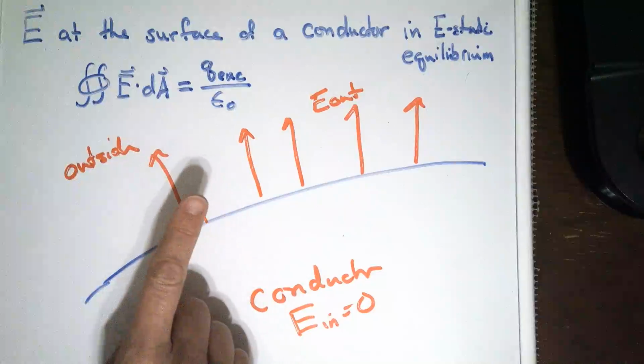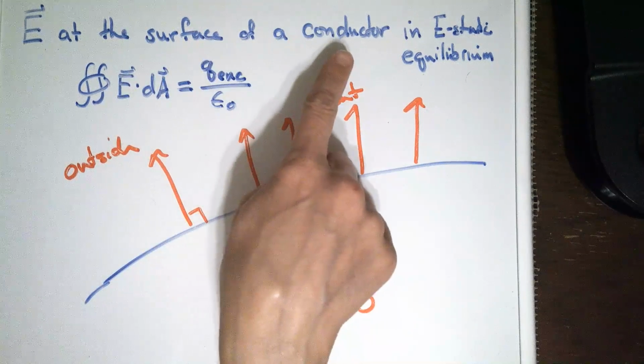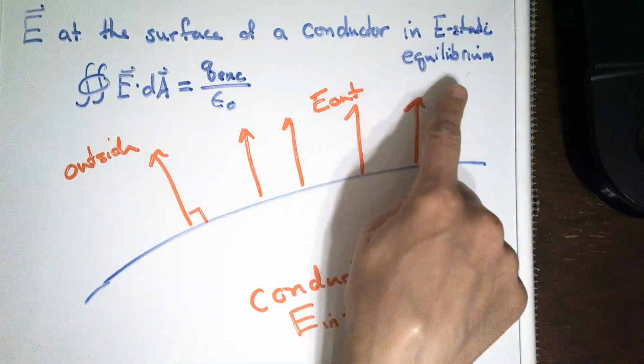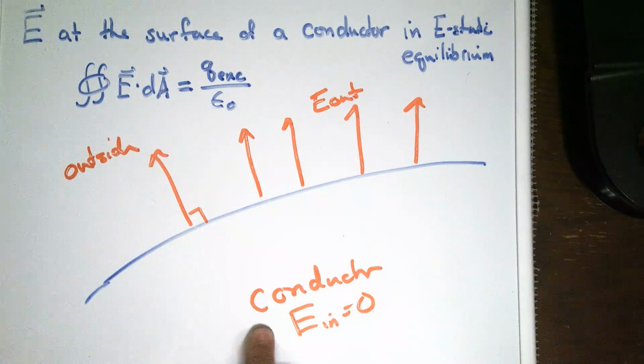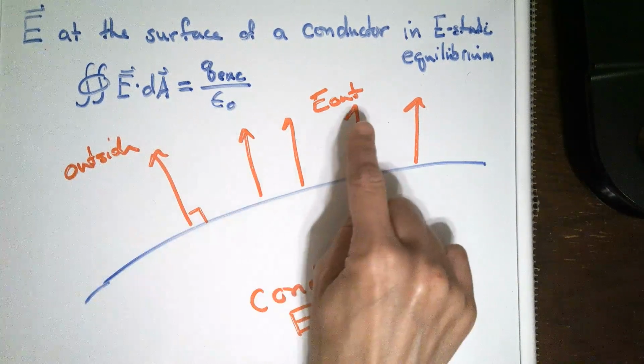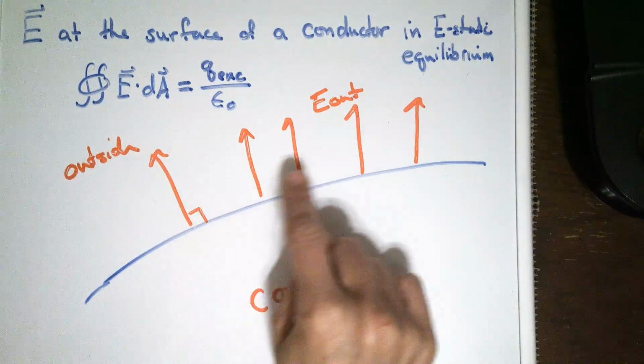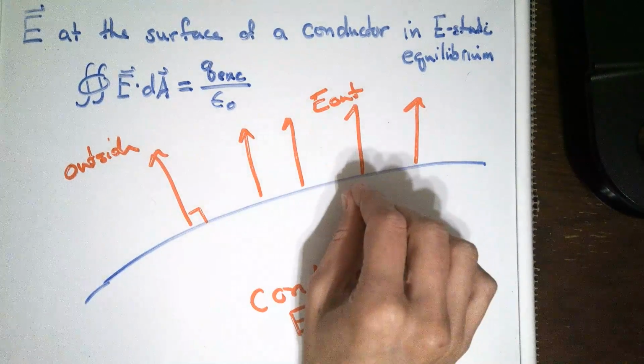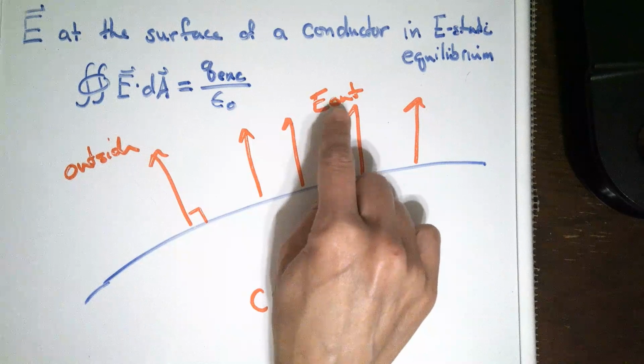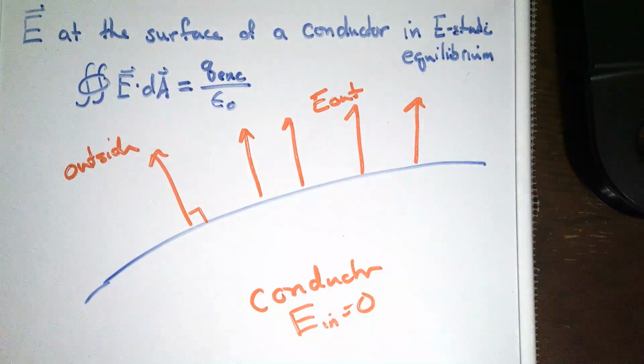Okay, those are the two things we know from the video on conductors in electrostatic equilibrium: that inside the electric field is zero, and right outside, any electric field outside the conductor is perpendicular to the surface. How do we use Gauss's law to find the magnitude of this electric field?